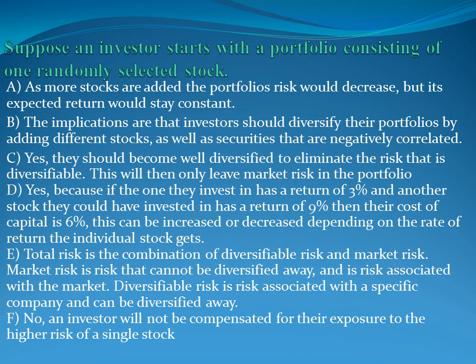Now, the difference between total risk, diversifiable risk, and company-specific risk is that total risk is the combination of diversifiable risk and market risk. Market risk is risk that cannot be diversified away, and is associated with the market. Diversifiable risk is risk associated with a specific company and can be diversified away.